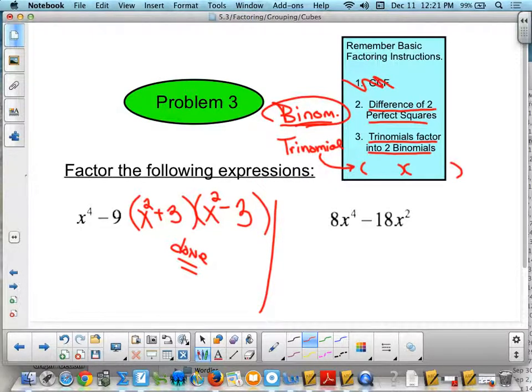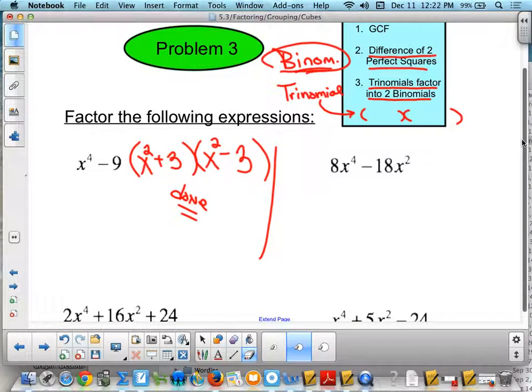Take out the what first? GCF, if you can. This is in the notes. Oh, you did that. Yeah, it's somewhere about right there. Go back. Okay. That's probably enough time to find the GCF.